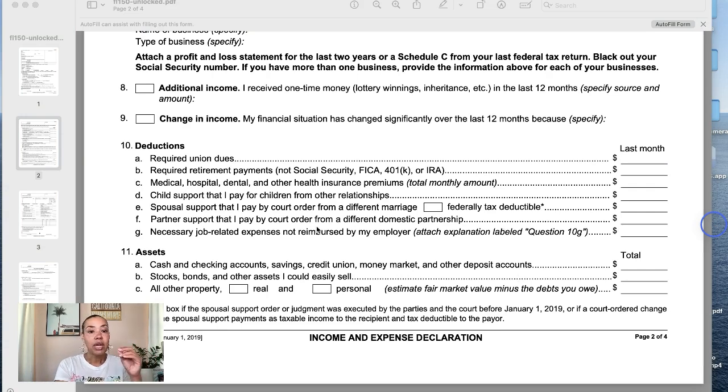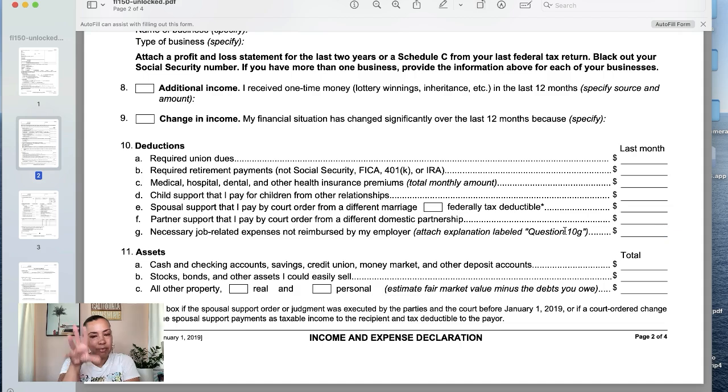Okay, so now, what do you pay for your medical? If you have a prior relationship where you pay child support, how much do you pay your baby's mama or your baby daddy every month? How much do you pay your past partner for spousal support or partner support? And then anything that is required for your job that you don't get reimbursed for, you put here, and they want you to explain that. A lot of people don't usually have this, but some people do.